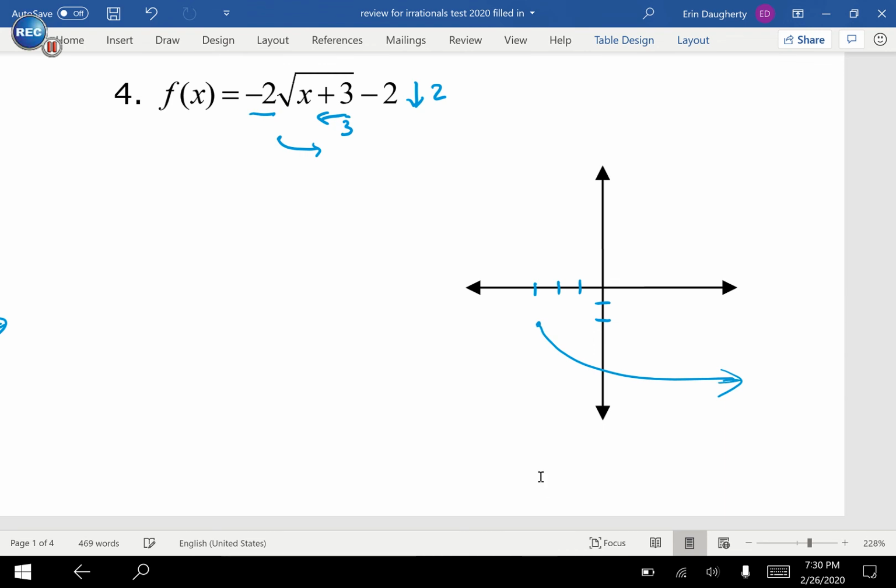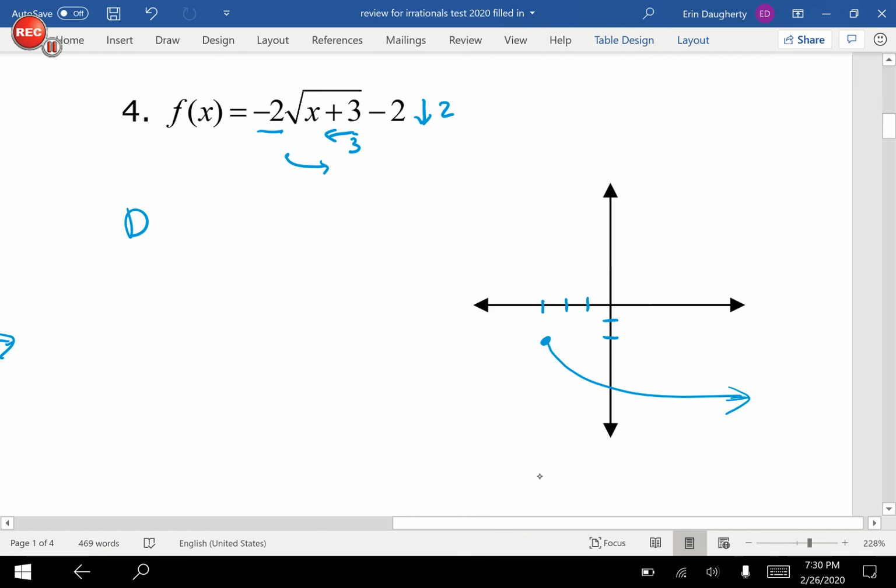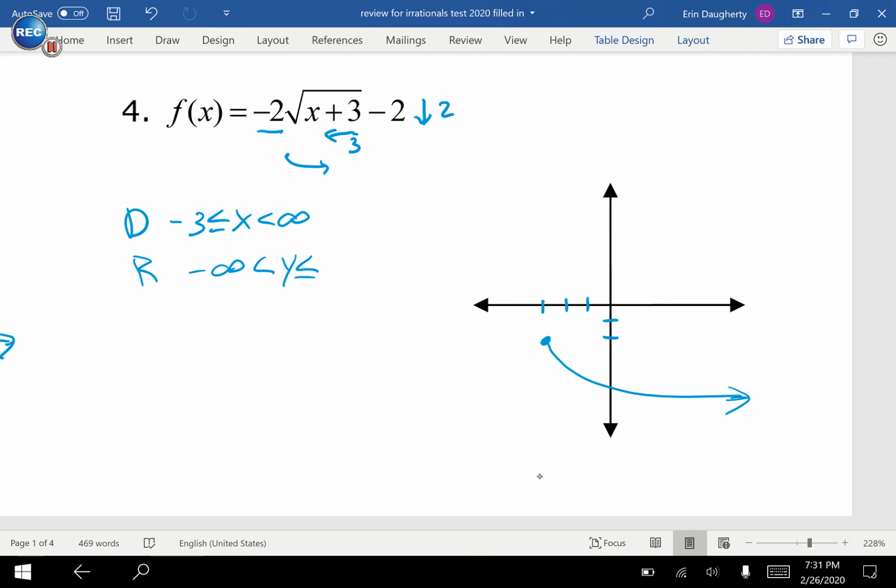Now that's not going to affect our domain and range too much. This point really signifies what our domain and range is. So looking at just the domain, we're going to end up with -3 less than or equal to x less than positive infinity, because it continues on in that positive direction. Our range is going to end up being -infinity less than y less than or equal to, and our greatest point is going to end up being that -2 right there. So our y value is -2.